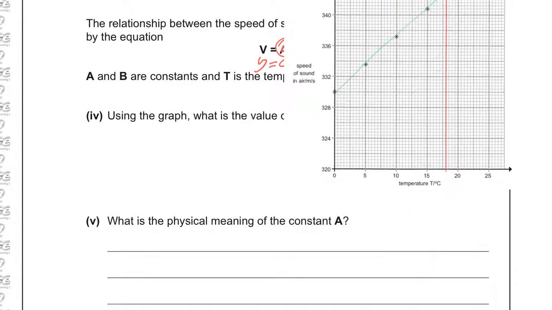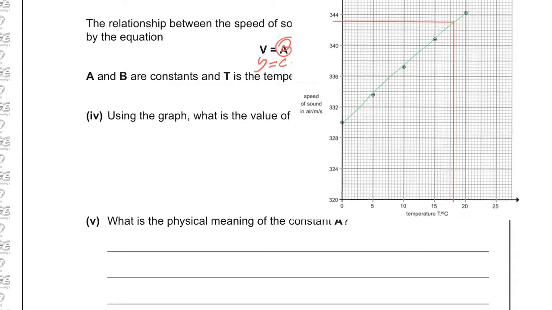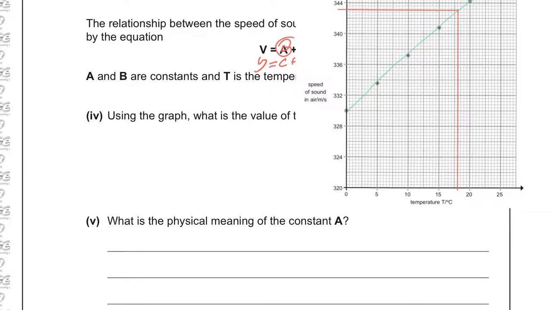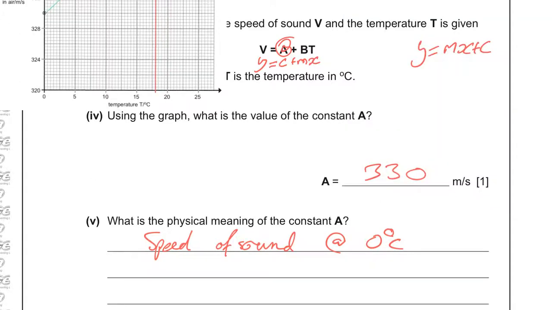And we're also asked what is the physical meaning of that value. Well, this is the speed of sound, and in particular here it's at 0 degrees C, so it's the speed of sound at 0 degrees C. And that's that particular question completed.